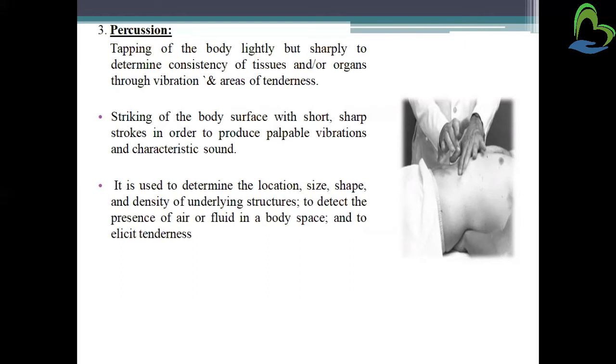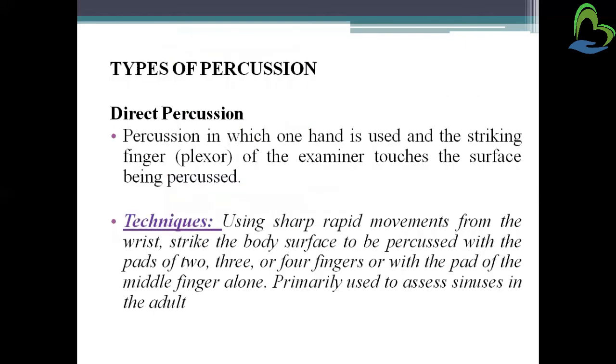It is used to determine the location, size, shape, and density of underlying structures, to detect the presence of air or fluid in the body space, and to elicit tenderness. There are types of percussion. The first one is direct percussion, in which one hand is used and the striking finger of the examiner touches the surface being percussed.